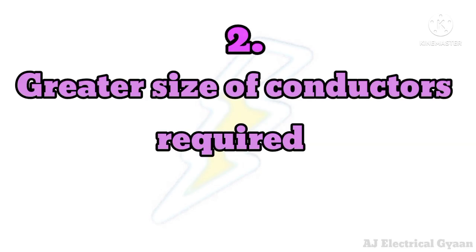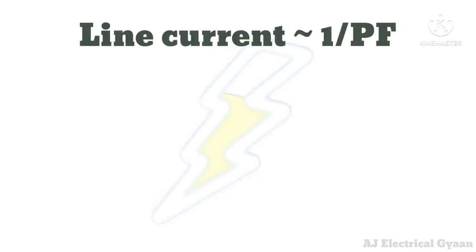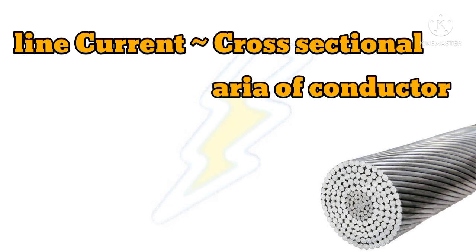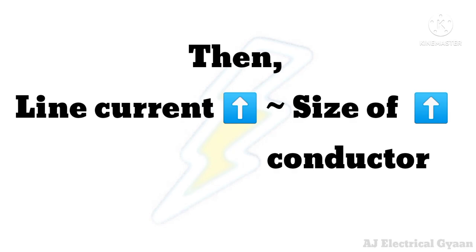Greater size of conductor is required in the transmission line. In a transmission line, the current in the conductor depends on power factor. If power factor is low, then line current increases. We know that the current carrying capacity of a conductor depends on the cross-sectional area of the conductor. So, a greater size of conductor is required to carry high current.